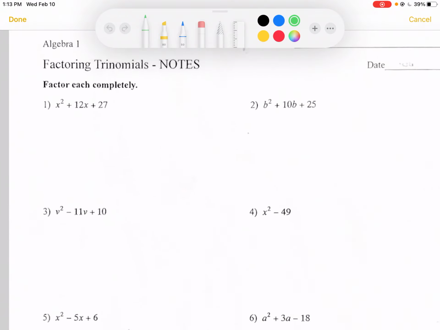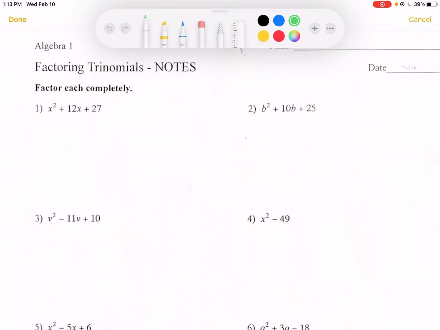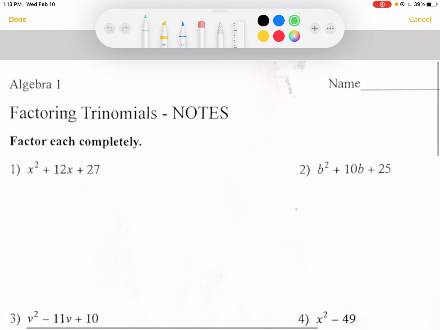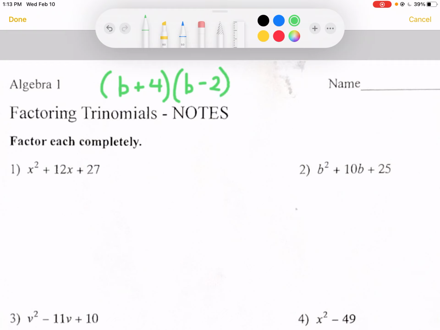Today's lesson is on factoring trinomials. We've tried to prepare you for this two different ways. We've practiced a lot of problems where you take two binomials, like b plus 4 times b minus 2, and you multiply. Okay, so we've done a lot of those.